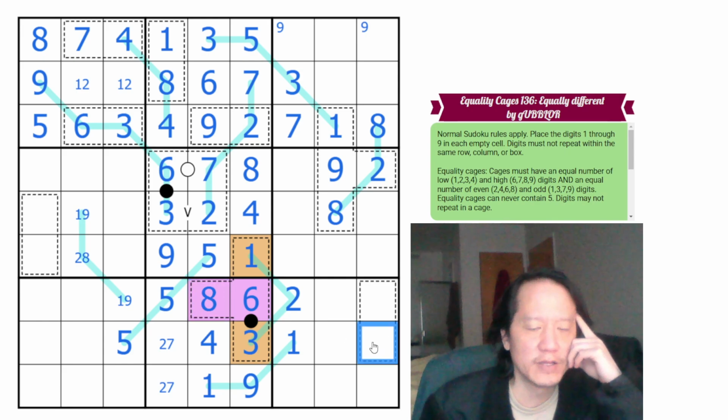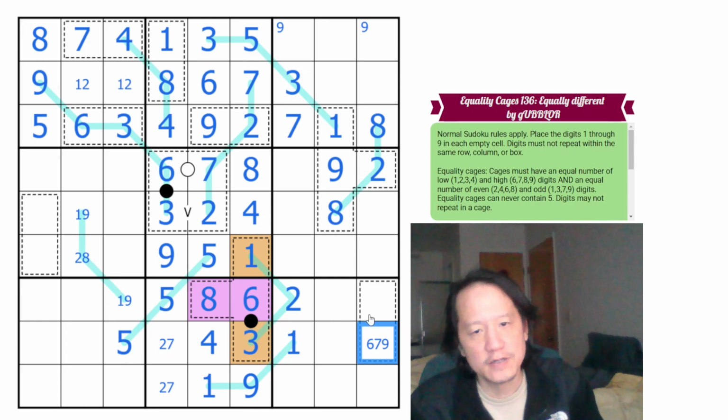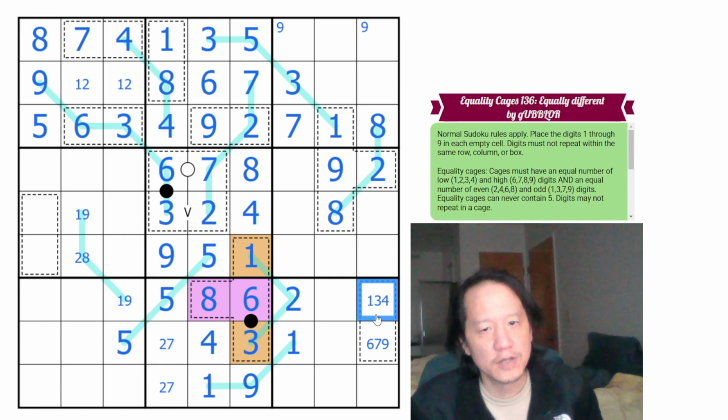This cannot be low because it sees 1, 2, 3, 4, and 5. So this has to be 6, 7, or 9 as a high. This then has to be a low, which means it cannot be 2. It could be 1, 3, or 4. Can't be 1, so this is 3 or 4 then. This is 6, 7, or 9 to make the quality cage.